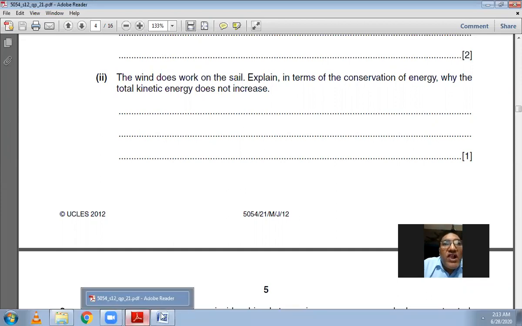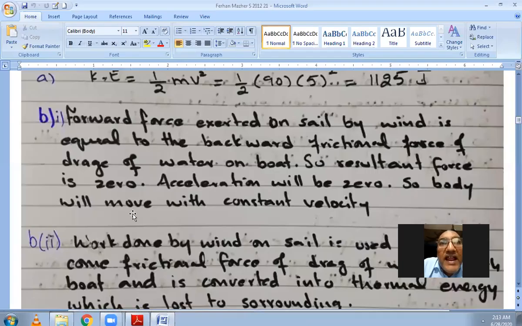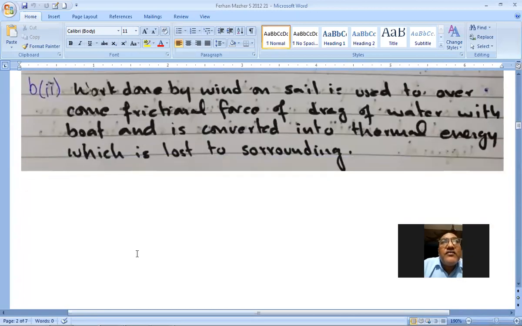I have written this answer on a paper. Let me read that. Work done by wind on sail is used to overcome frictional force of drag of water with boat, and is converted into thermal energy which is lost to the surrounding. So the kinetic energy does not change. I hope you have understood.